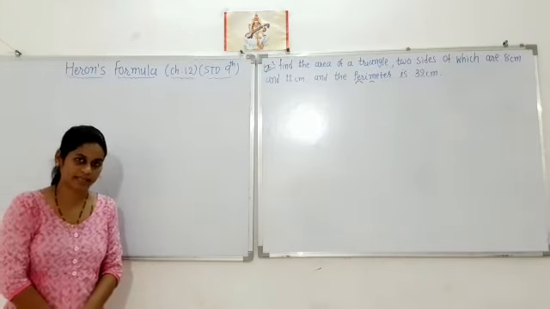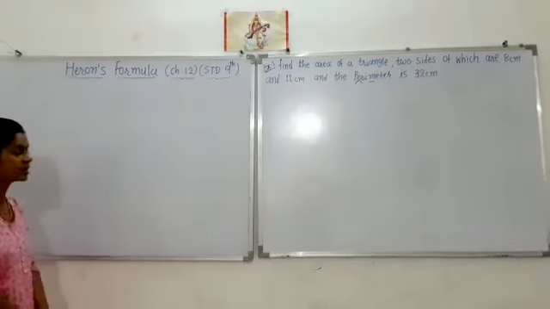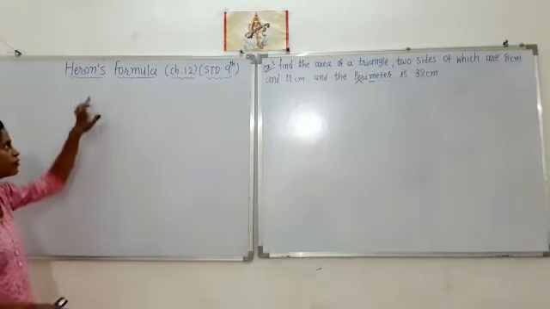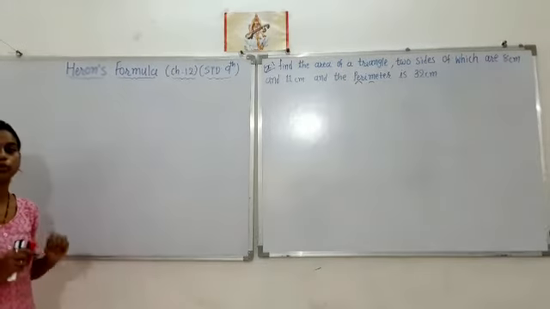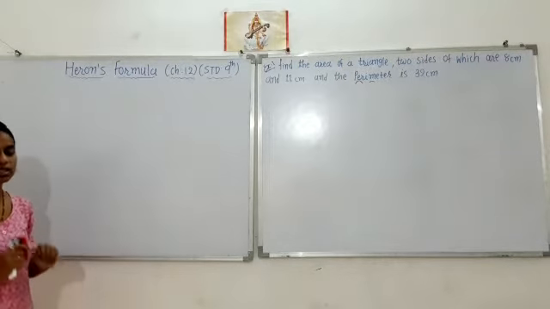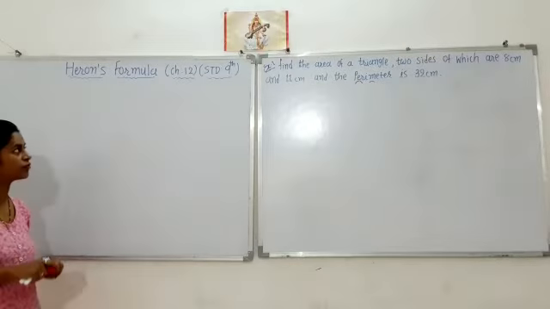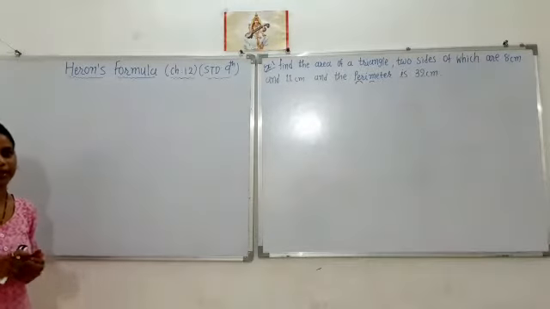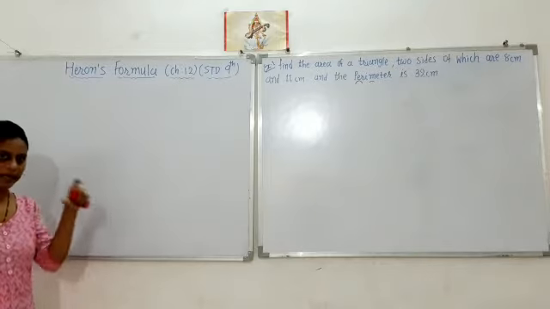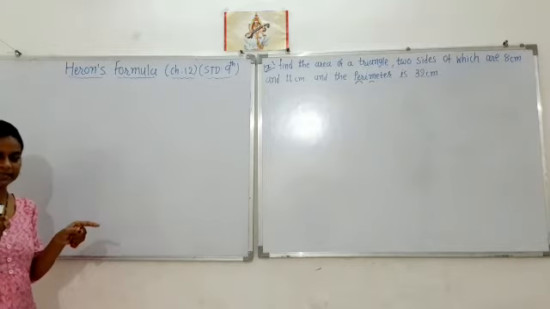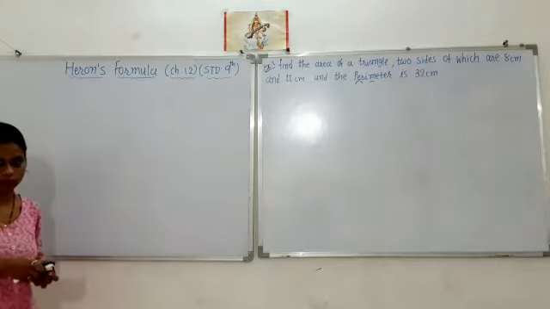Today our topic is Heron's formula. This is chapter 12 of standard 9. Heron's formula is useful for finding the area of a triangle whenever you know its three sides' measurements. Generally we use the half base into height formula for finding the area of a triangle, but that formula needs height and base. Whenever three sides' measurements are given, you should apply Heron's formula.